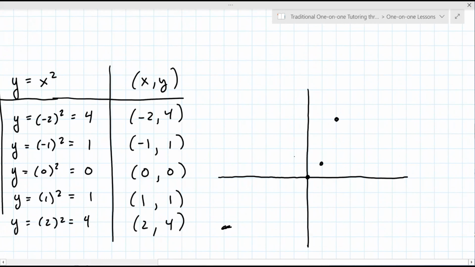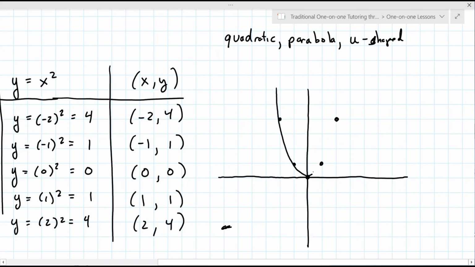Everything you're doing in this unit, you're looking at this function which is called a quadratic. It's also called a parabola, and perhaps the most descriptive is U-shaped. Okay, did you see or hear any of that in class? I think I might have heard all of those except parabola. Okay.